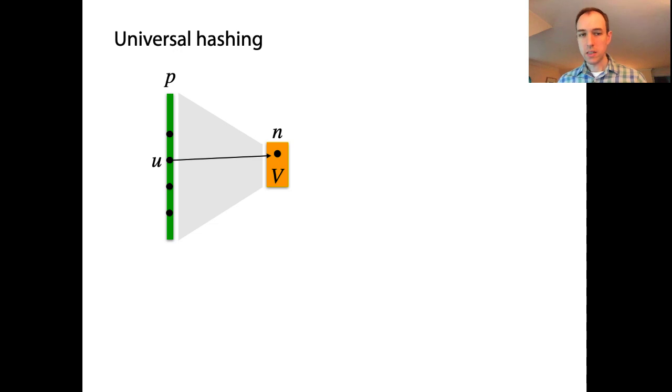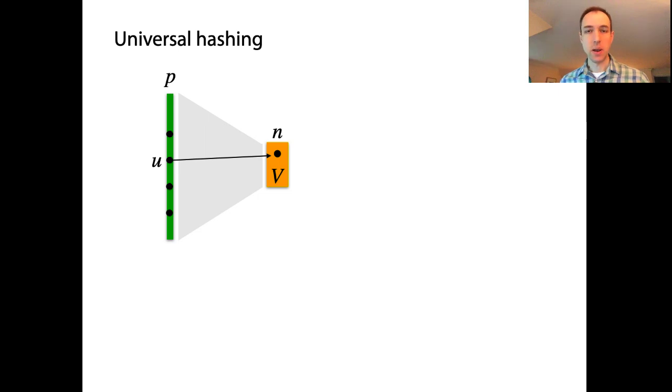So let's think about these collisions. Let's start with this simple diagram where I'm considering u, one value from the prime field. After we take mod n, it's going to map to some element in the range v. Let's call that this dot here. And let's think about what are the other elements of the prime field that are going to collide with u.